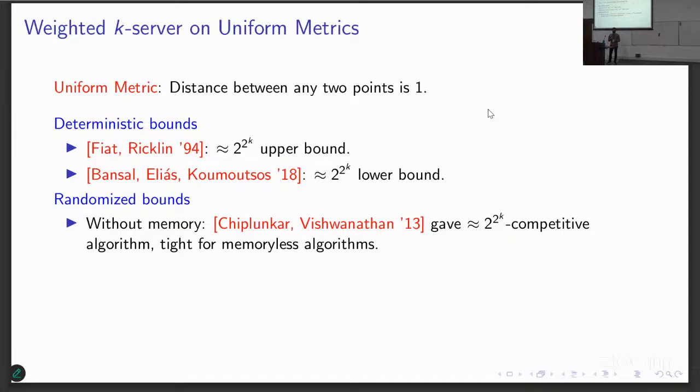So the only thing left is randomized algorithms with memory, and myself and Chiplunkar gave an exponential lower bound for any randomized algorithm with memory. So as you can see, there is clearly a large gap between the best known upper bound and the best known lower bound.